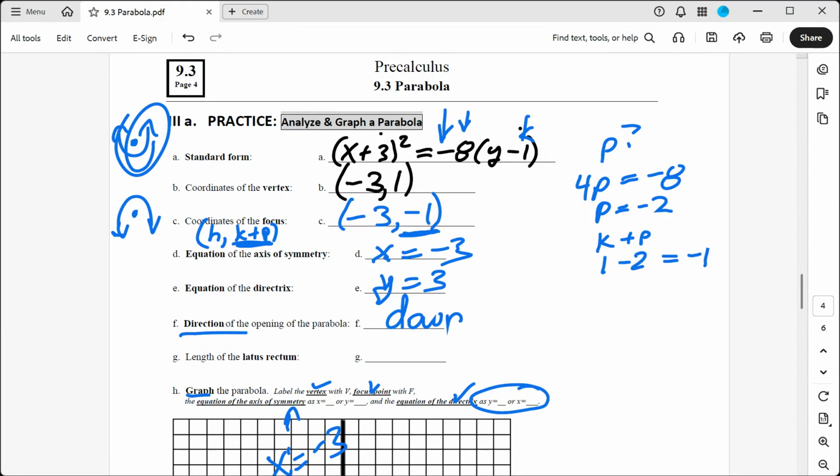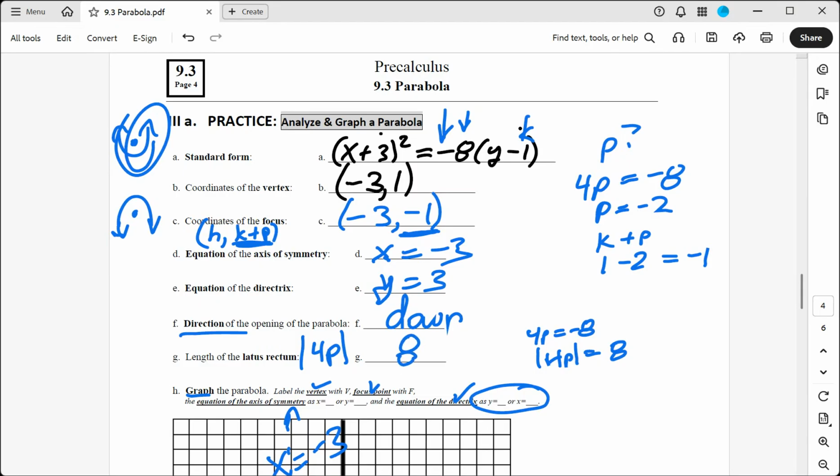So let's find the length of the latus rectum. This is one of the little rules that you should definitely include as notes for yourself: the latus rectum is the absolute value of 4p. Because it's a distance, it can't be negative. So since 4p equals -8, the absolute value of 4p equals 8, because -8 with the negative removed is 8. So the length is 8.